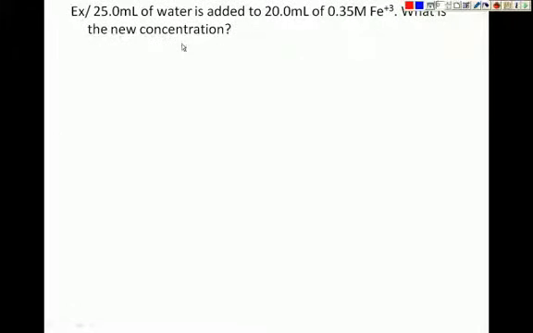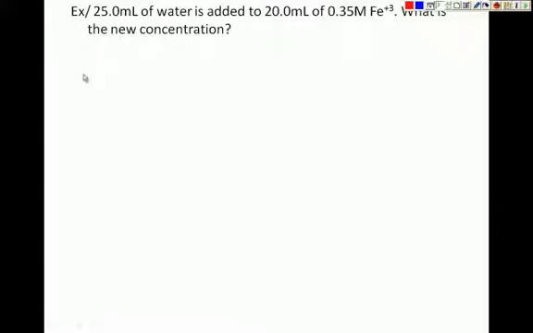Okay, here's a little bit different question. It says we have 25 milliliters of water added to 20 milliliters of 0.35 molar Fe3 plus ions, and what is the new concentration of this iron? So what we can do is we can take this and do a dilution calculation on it to calculate the new concentration of iron 3 ion.